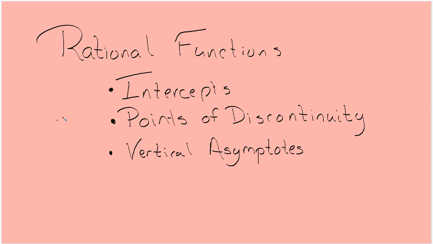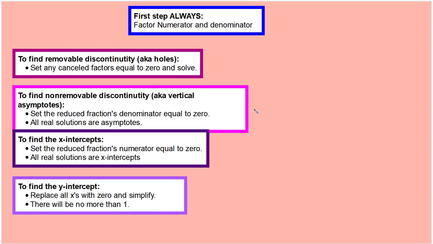And so today we're focusing in on three key ideas: the intercepts, the points of discontinuity, which we're going to talk about because of the way it affects the domain, and the vertical asymptotes, which is a form of discontinuity. And so step one, you must always factor the numerator and denominator, because without those two things factored, you will not be able to go on to the next steps.